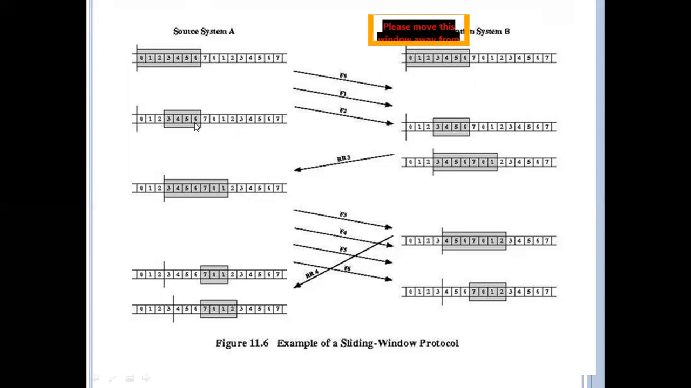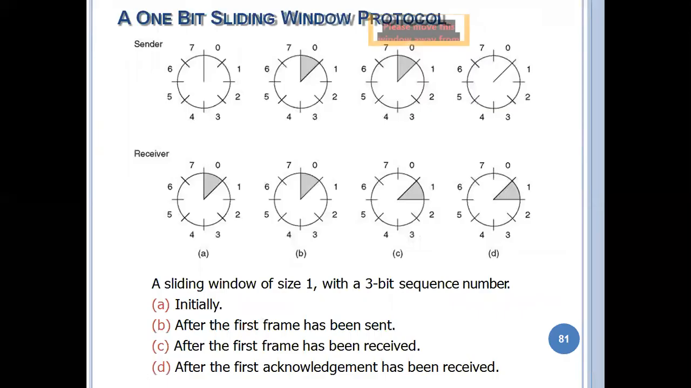Now a 1-bit slide. So F3, F2, and again retransmit. So this is an example of the slide. This is the example for the sliding window protocol, how the window is slid. Right? This is the 1-bit sliding window protocol.